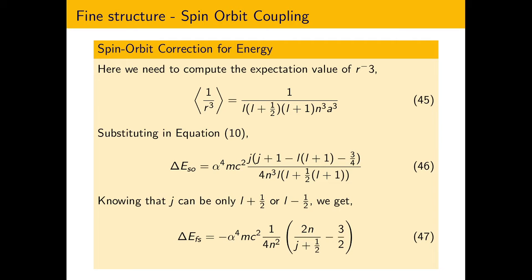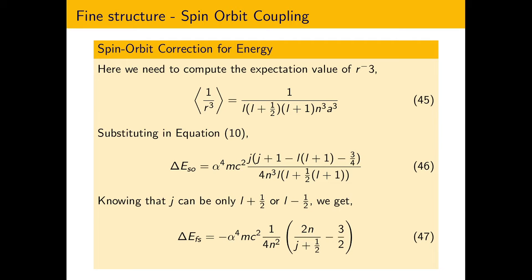Delta SO equals alpha to the power 4 mc squared, and then this fraction right here. Now simplifying this equation, knowing that J can only be L plus 1/2 or L minus 1/2, because the electron has spin one-half, we get our final energy value: delta E_FS equals negative alpha to the power 4 mc squared over 4n squared, times this fraction right here.